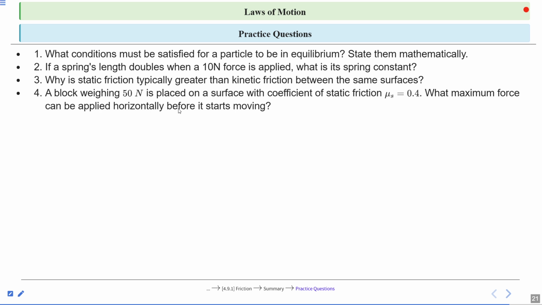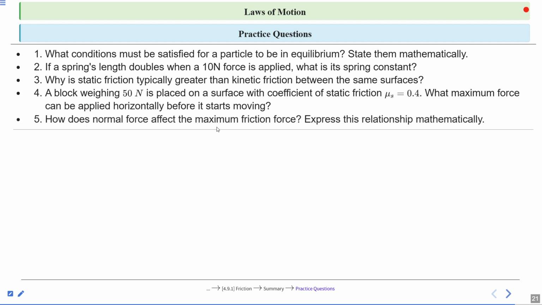Fourth, a block weighing 50 Newton is placed on a surface with coefficient of static friction mu s equal to 0.4. What is the maximum force that can be applied horizontally before it starts moving? Fifth, how does normal force affect the maximum force? Express the relationship mathematically.